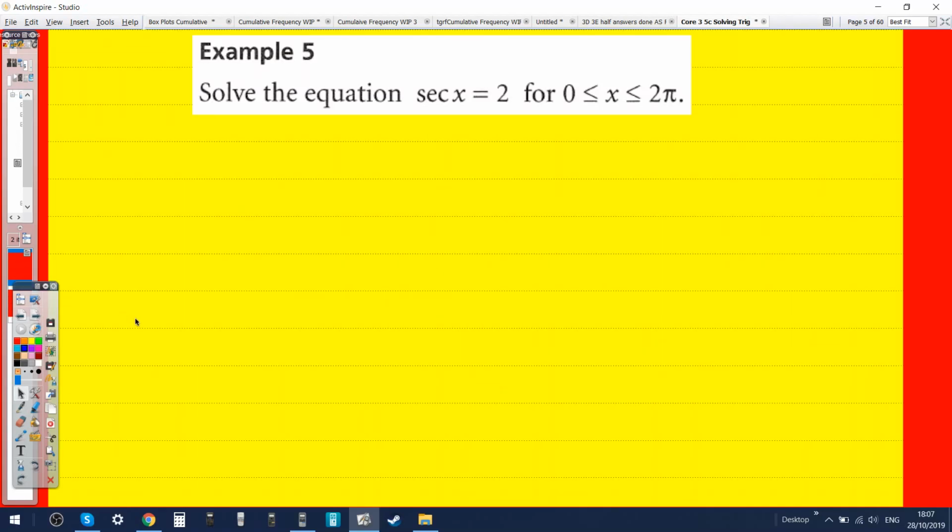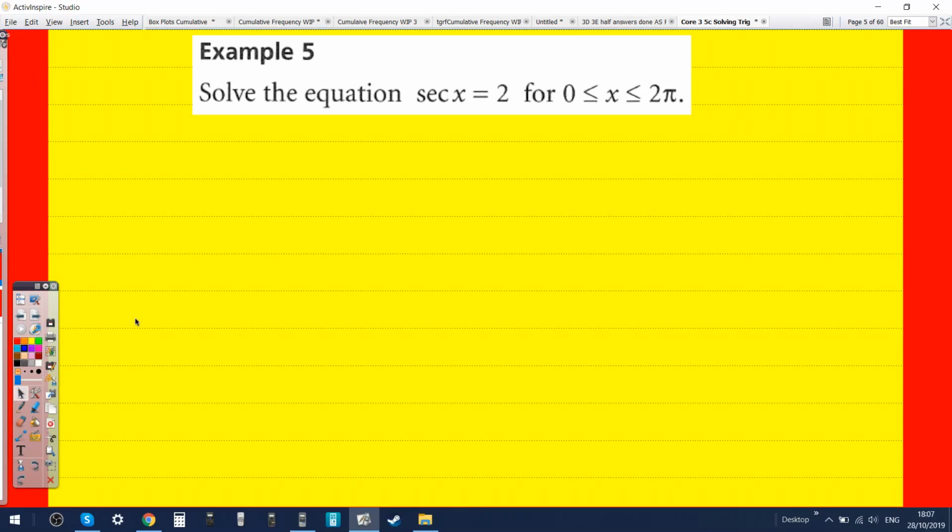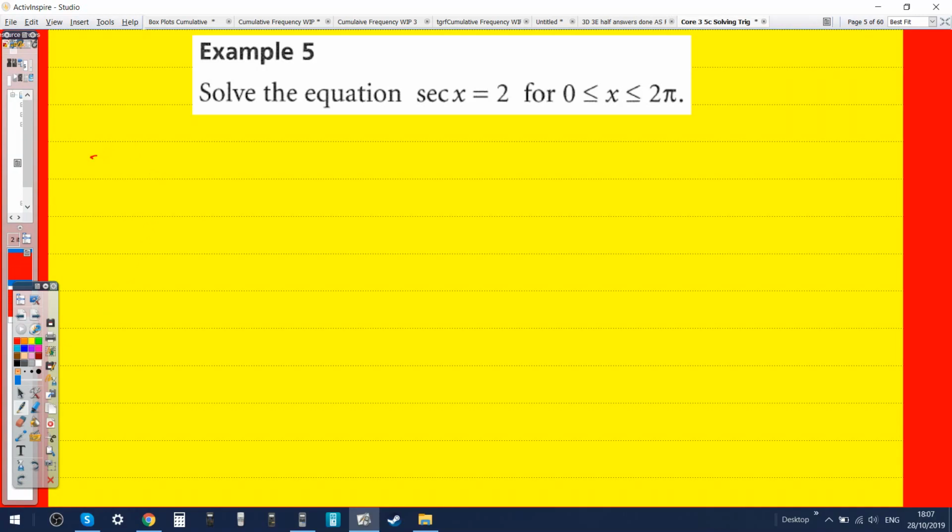Okay, solve this. So x equals inverse cos 1 over 2, so half. And then you solve that. And that's a third pi.